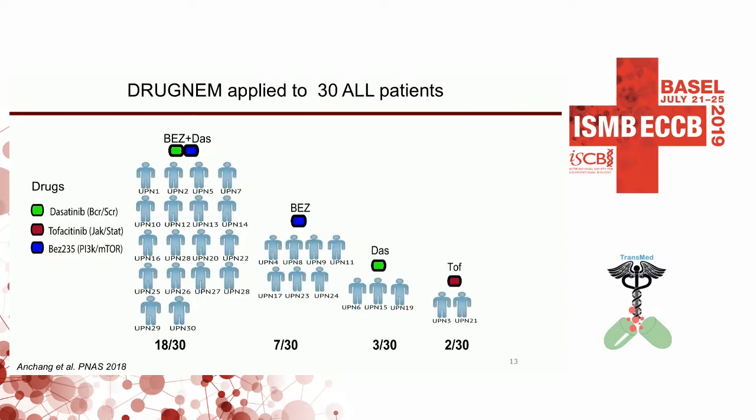And so we have a distribution of response from DrugNEM predictions. And clearly, for 18 of the patients, DrugNEM predicts that BEZ and dasatinib is optimal. But if you look at the tail, we have these 2 patients for whom DrugNEM says you can use only tofacitinib. So this is really showing that we can actually do individual patient prediction.